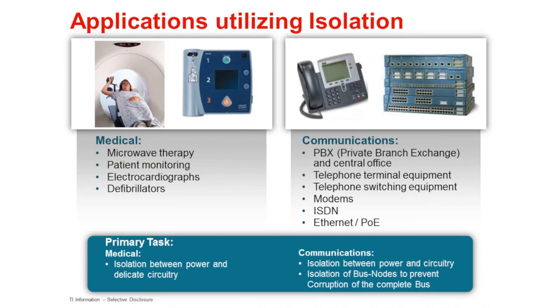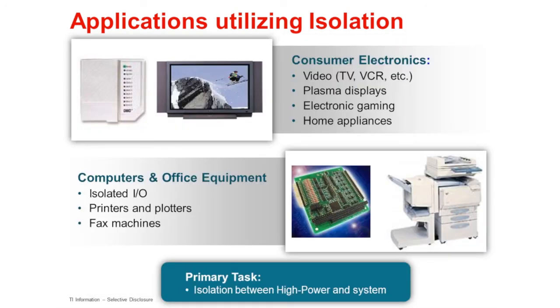Digital isolation also can be used in other markets, such as medical or communications equipment. In both areas, it's used to isolate between power and delicate circuitry in the system. With communication equipment, it can also be used to isolate individual bus nodes to prevent corruption of the entire bus. Lastly, digital isolation can also be used in consumer and computing or office equipment and other white goods. Again, the primary task is to isolate between high power and delicate pieces of the system.